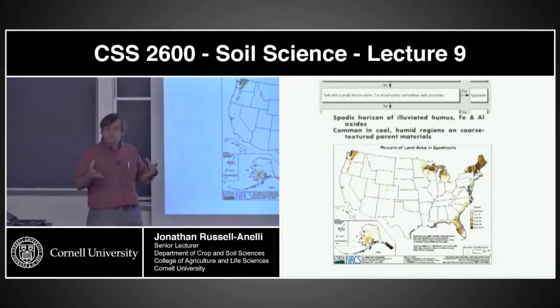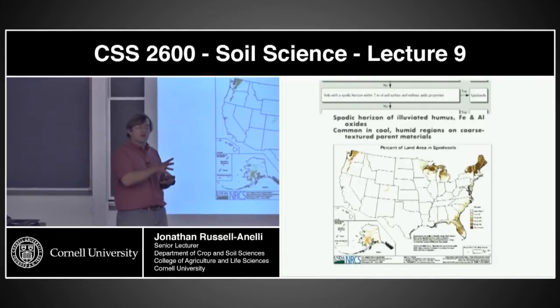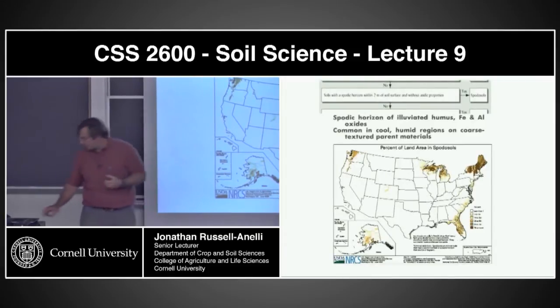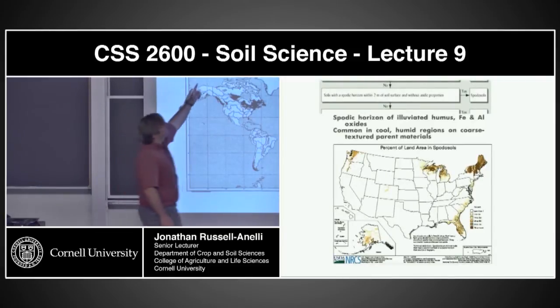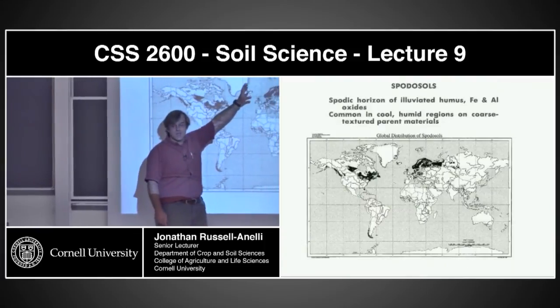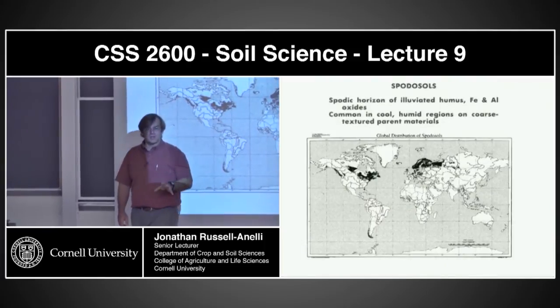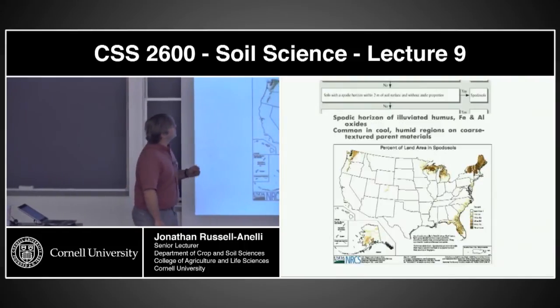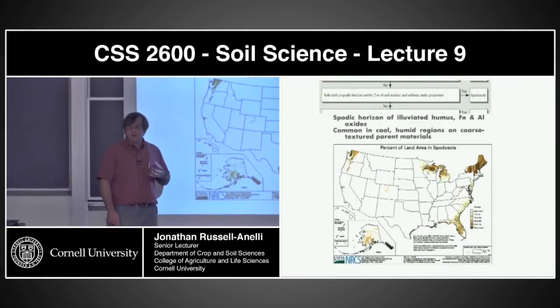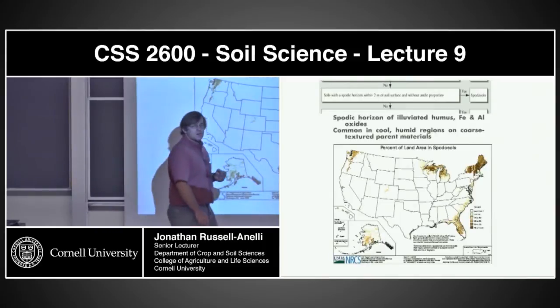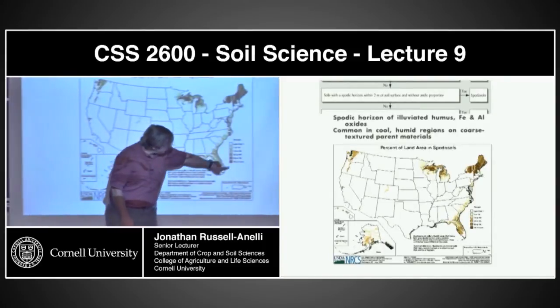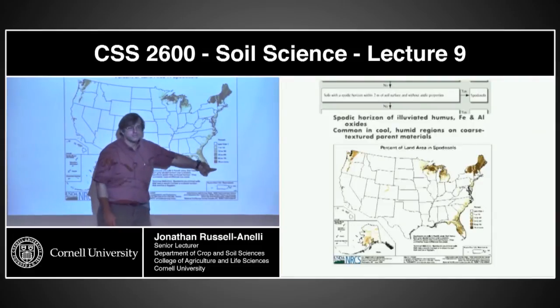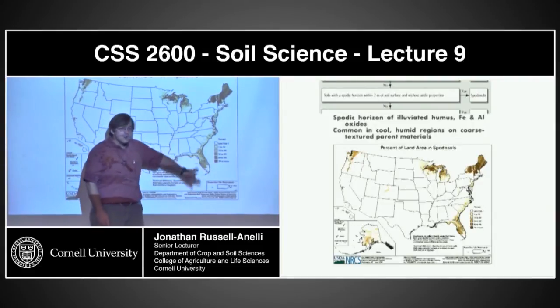Now, spodic horizons, a technical term, we already talked about what a spodic horizon was last lecture, but basically a spodic horizon is a horizon with alluviated humic materials, organic materials, and iron and aluminum oxides. We traditionally find these soils in cool, humid, temperate environments with coarse textured parent material. But you'll notice a big, huge chunk of them right down in here. These are called groundwater spodic soils.